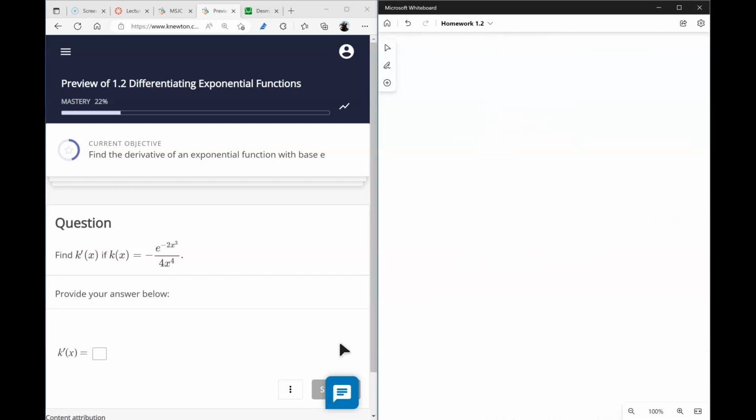This problem kind of wants us to use the quotient rule. Totally looks like it, but it really depends on you and how comfortable you are with the chain rule. But let's practice the quotient rule. So we're going to recognize this as the quotient, and to find the derivative of k, we're going to use the quotient rule.